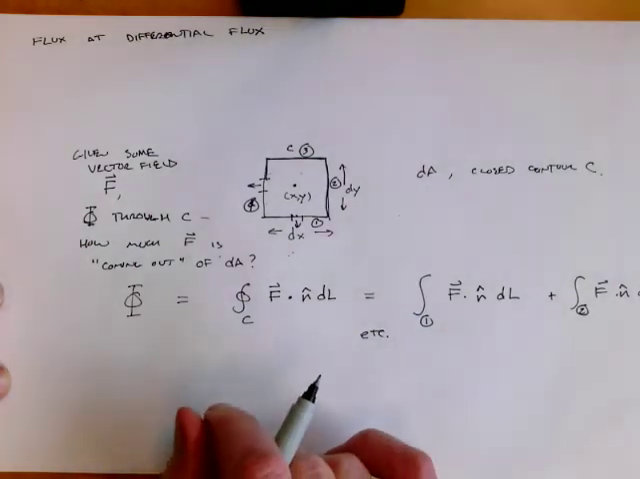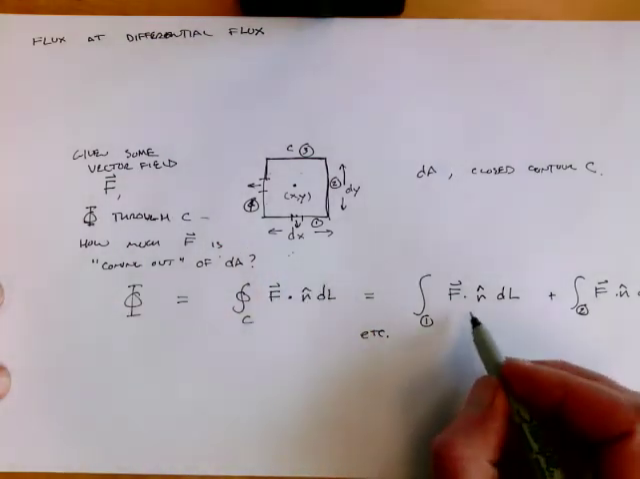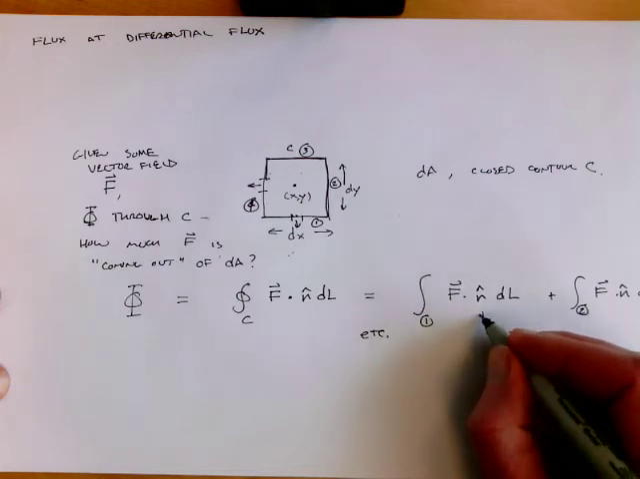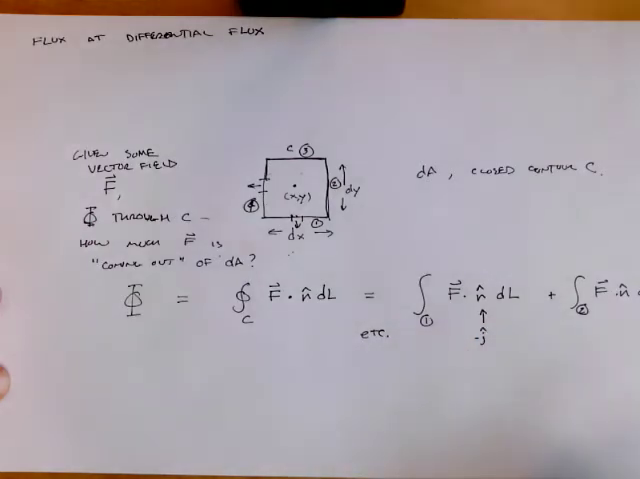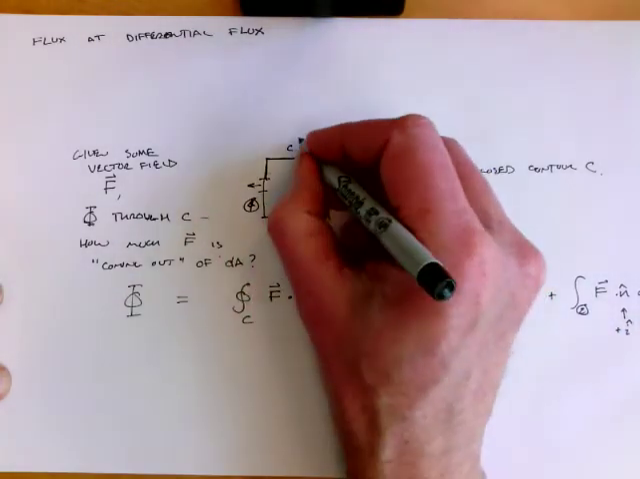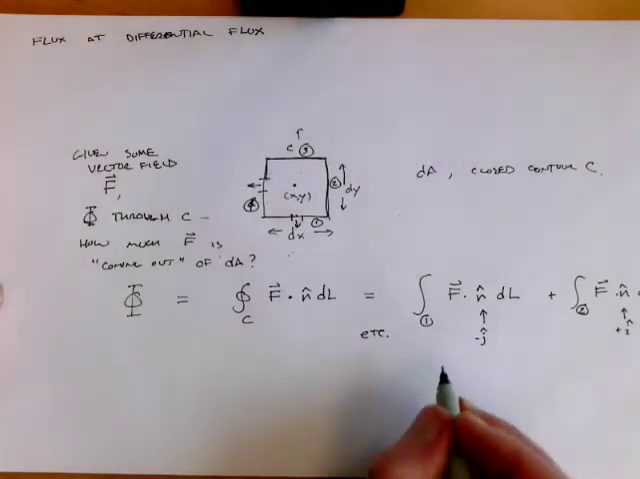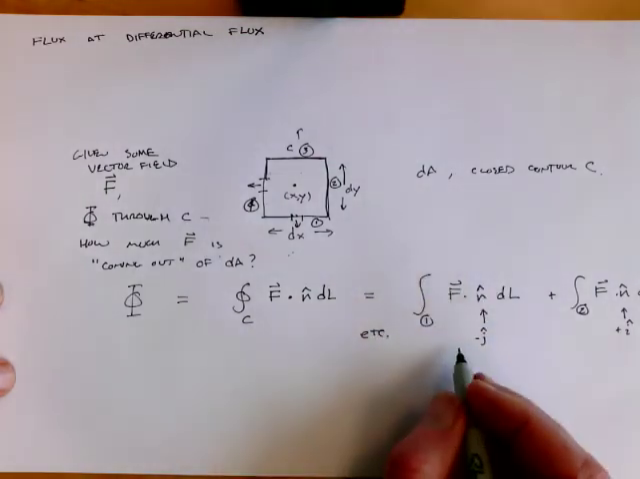Okay. Now, if I think about what the flux is for contour number 1, or if I think about what the unit vectors are, for contour number 1, this n hat is minus j hat, right? And for contour number 2, this n hat is plus i hat. For contour number 3, it's plus j hat. For contour number 4, it's minus i hat, right?